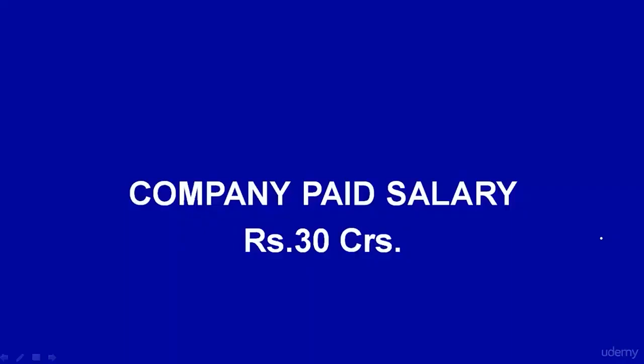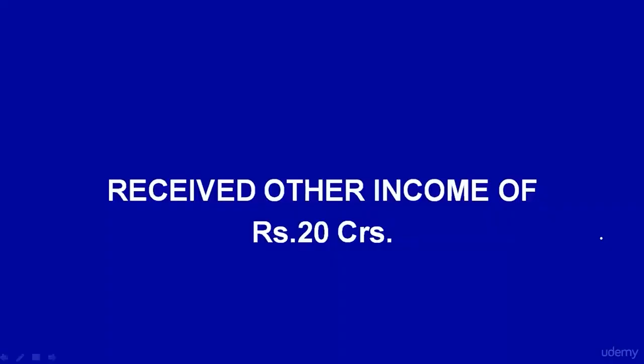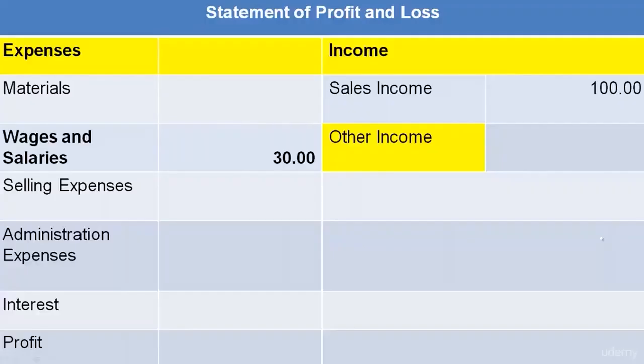Company paid salary of rupees 30 crores. So paying salary, is it an income or expense? Paying is an expense. So it should appear as expense in the statement of P&L as expense on the left hand side. Received other income of rupees 20 crores. So receiving income, the name itself says it's an income, so it should appear as income on the credit side or on the right side. Say other income rupees 20 crore.